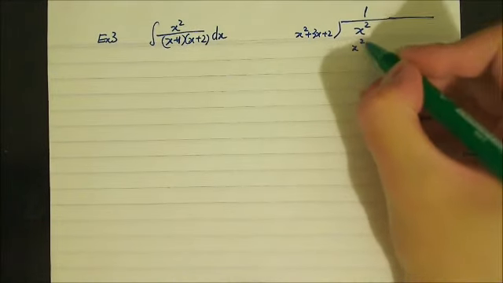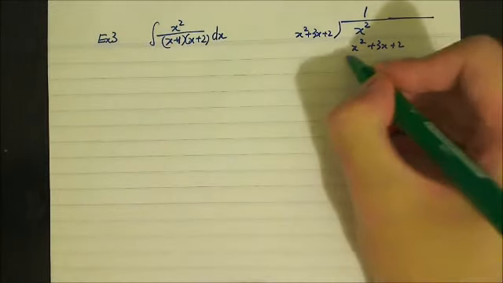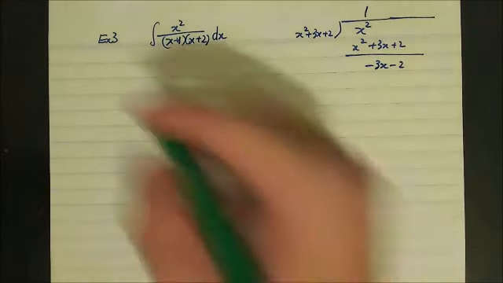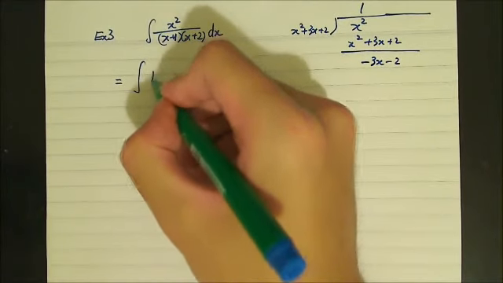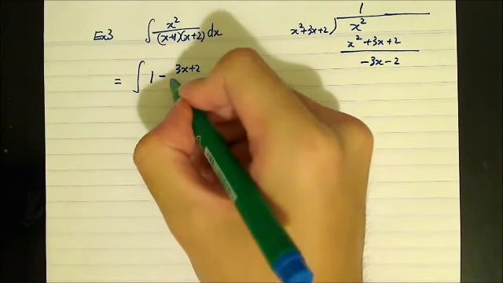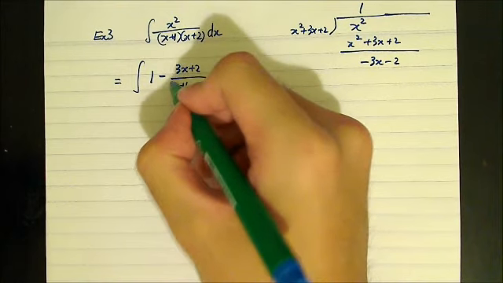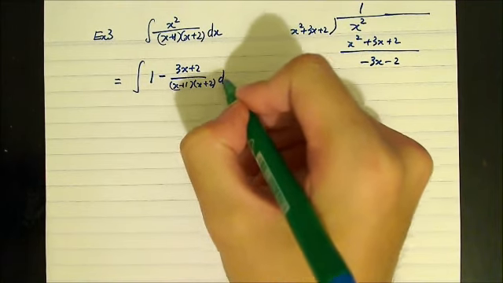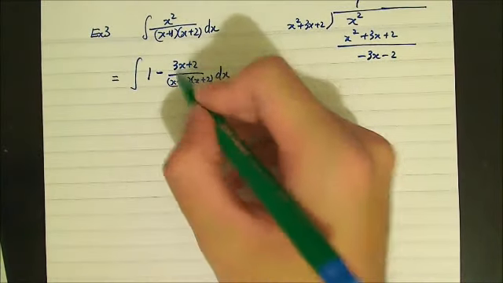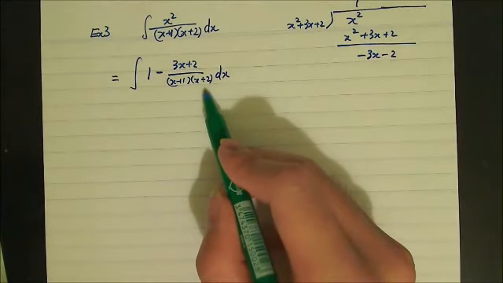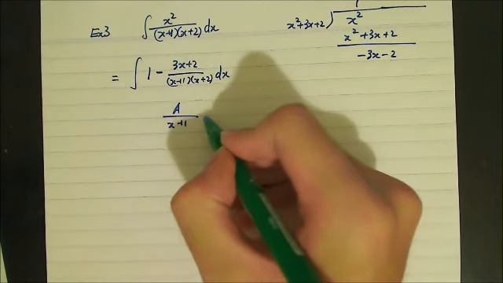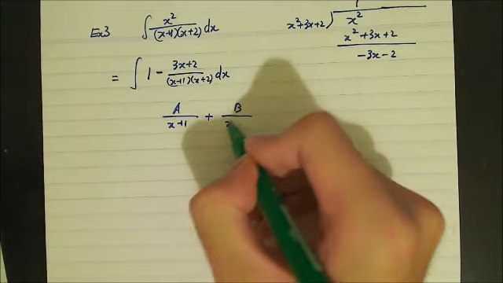We have x squared plus 3x plus 2, which we subtract, so we have minus 3x minus 2 as our remainder, which means that this integral can be turned into the integral of 1 minus (3x plus 2) over (x plus 1)(x plus 2) dx. Now again, here is where we want to split this up into individual fractions. So we have a over (x plus 1) and b over (x plus 2).